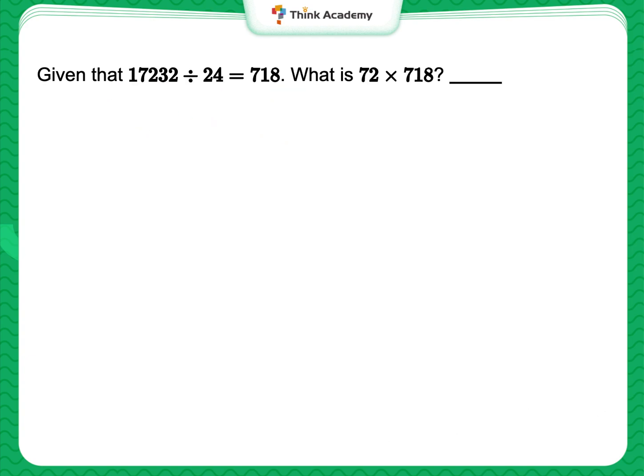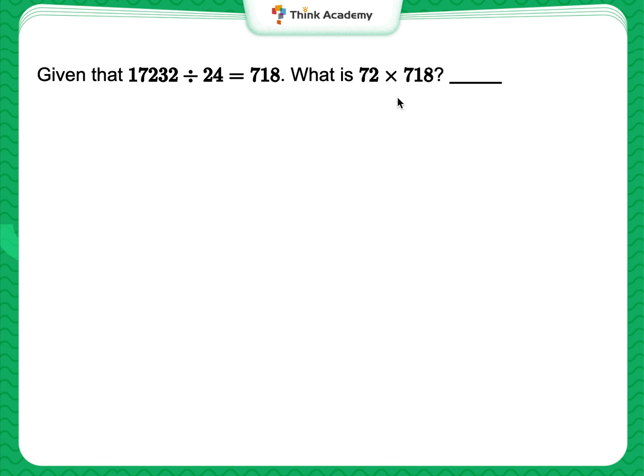And let's move on to this one. I believe it's really the last question of the first section we have here, the intermediate question section. So, well, again, we have a big number, 17,232 divided by 24, that's 718. And it's asking you what is 72 times 718.